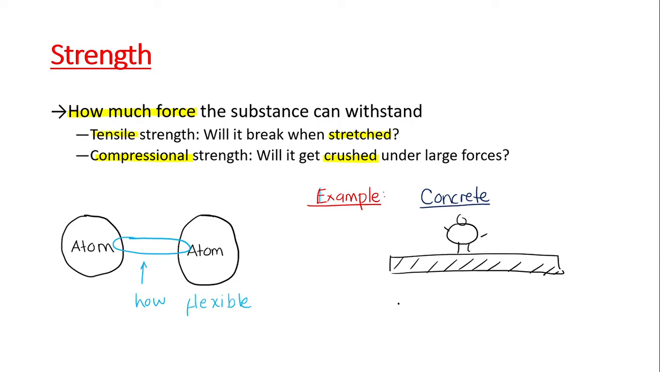But what happens if it's pulled apart? So if someone is here, like a very strong person, and another person here, okay, it can break if it's stretched. So which type of strength does this one have? This one has compressional strength. So concrete has compressional strength.